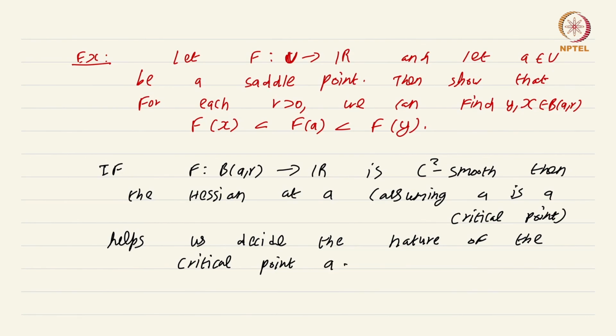Okay, now we will see in the next video that associated to the Hessian there is something called a quadratic form, and whether the quadratic form is going to be positive definite or negative definite or semi-definite or indefinite, that is going to determine whether it's going to be a local maximum, minimum, or a saddle point. We will see that in the next video.